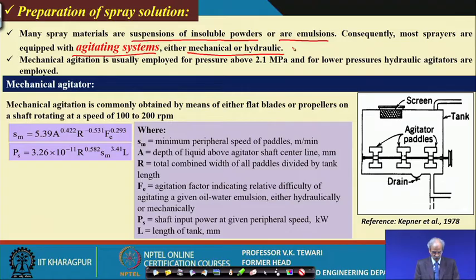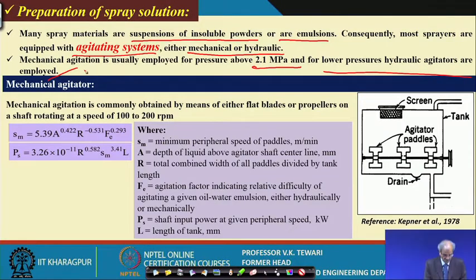So, mechanical agitation is employed for pressures above 2.5 megapascal, and for lower pressures, hydraulic agitators are employed. These are some of the pieces of information from the literature which are worth knowing, because as a designer, when you want to choose a particular type of agitation system, you should know what the requirement is and what device or method will be suitable for you.